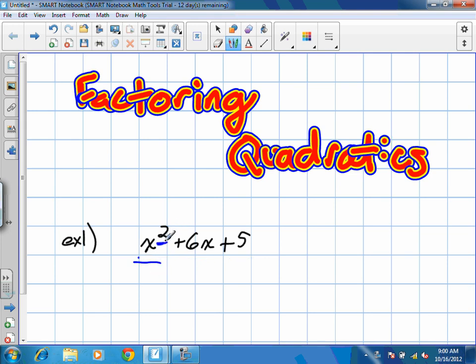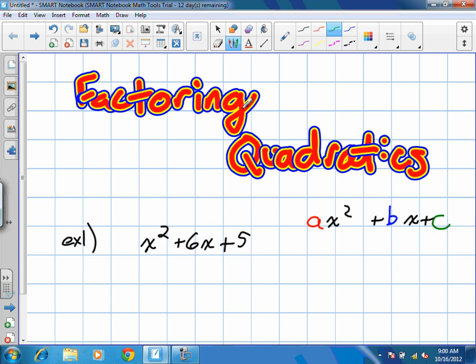Okay? Now, factoring a quadratic is the opposite of expanding and simplifying. So I'm going to write in what this normally looks like. Okay? Here's our normal trinomial. And the way they denote everything is ax squared plus bx plus c. Okay? So, if you look in this question, our a would be the coefficient in front of the x squared, our b would be the coefficient in front of the x, and our c would be the constant term at the end.